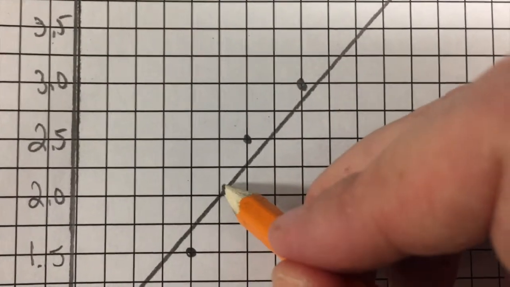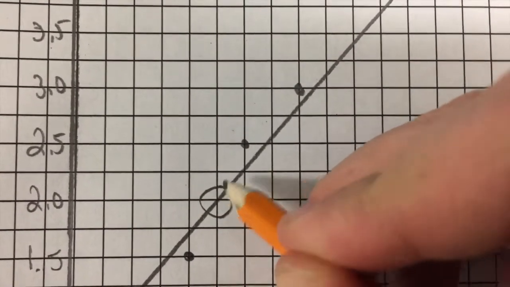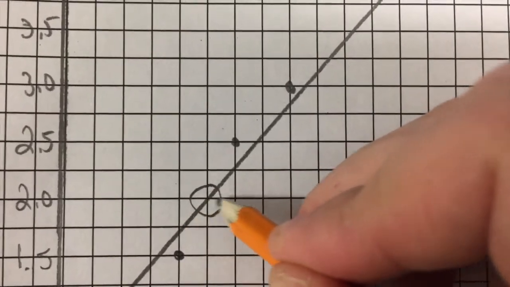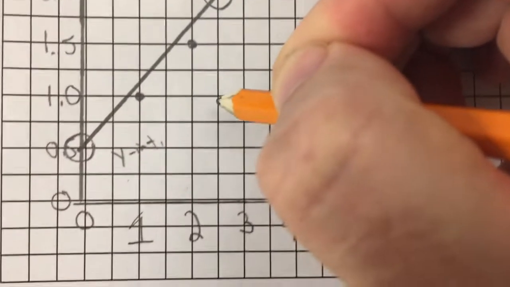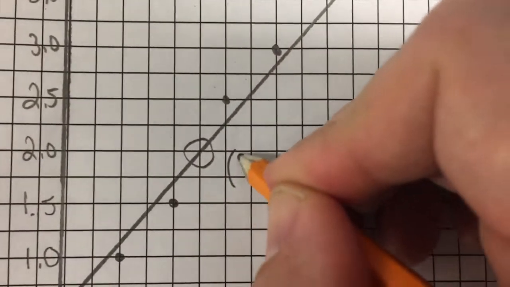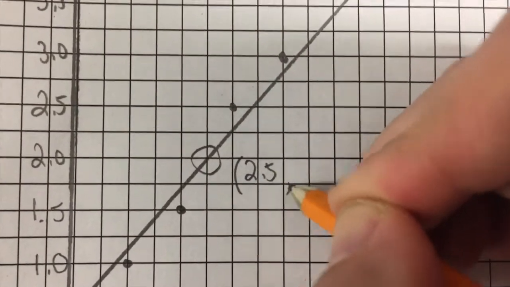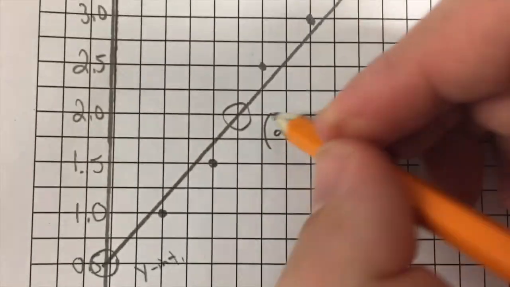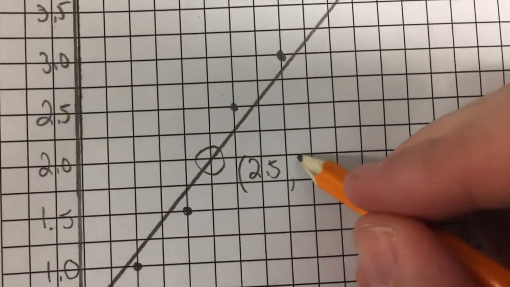So I'm going to go up and down my line, and I'm going to find a spot. I love that spot right there, because that spot is right on an axis, and its x value is in between 2 and 3, so it's got an x value of 2.5. Double check that, yeah. And a y value of 2.